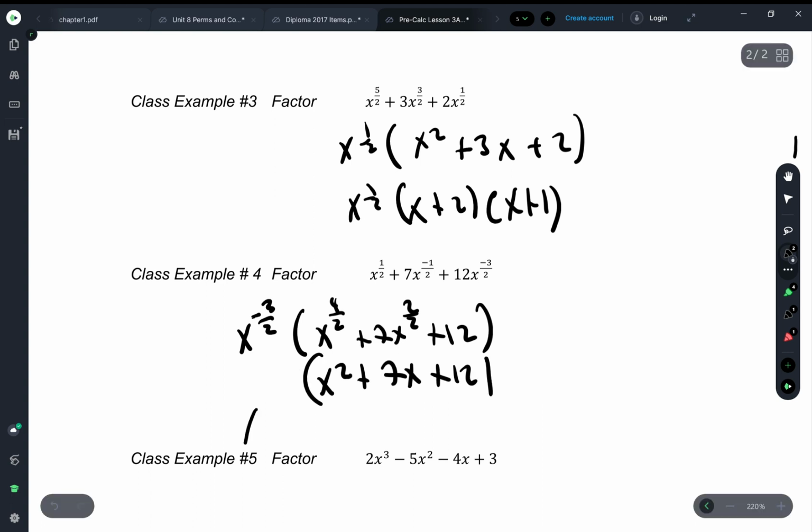So then your final would be that right there.